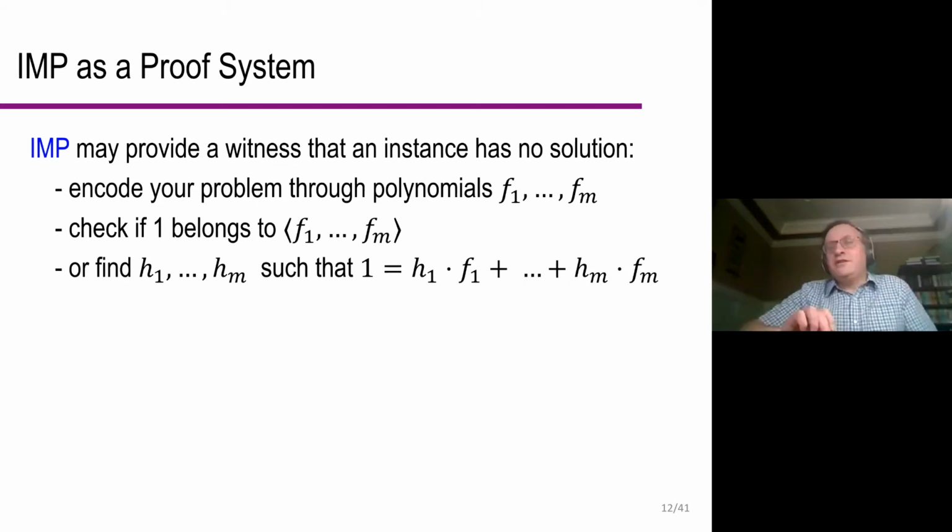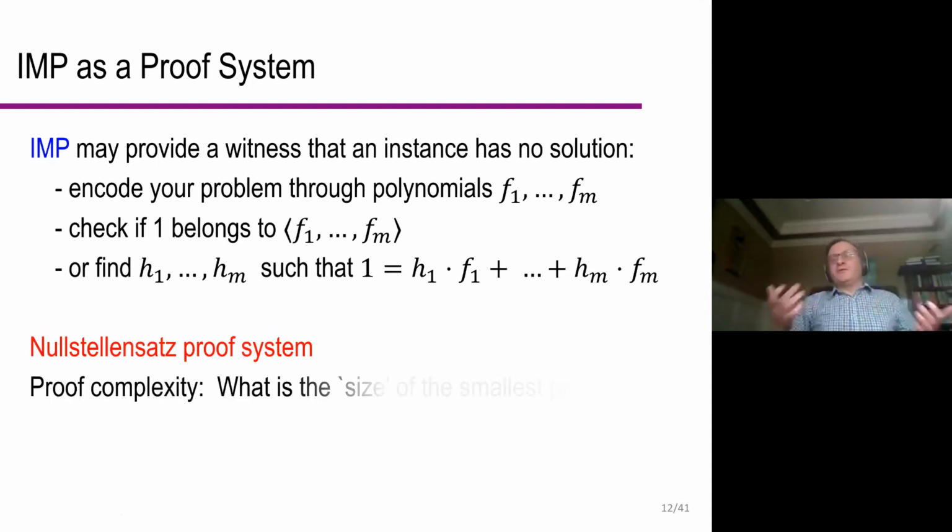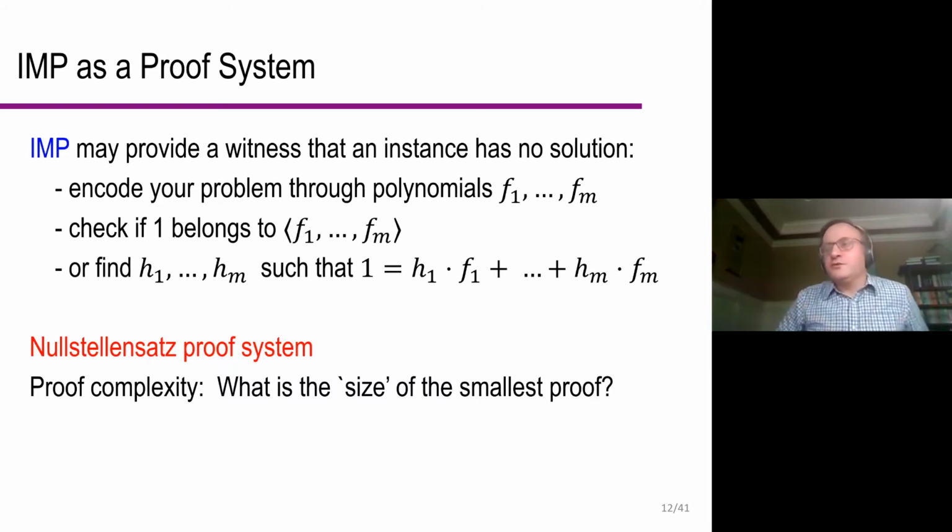Okay, what I described here is known as the Nullstellensatz proof system. And of course, people care a lot about the proof complexity, those restrictions, for instance, on the degree of the proof, and so on and so forth. So that is a big area. A lot of people work there. There are a lot of results that we will not need that much today.